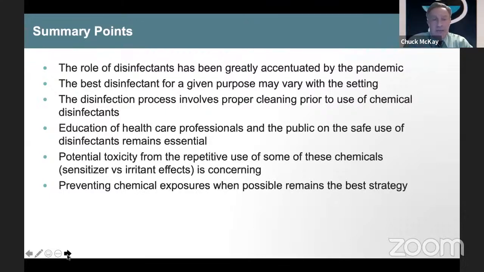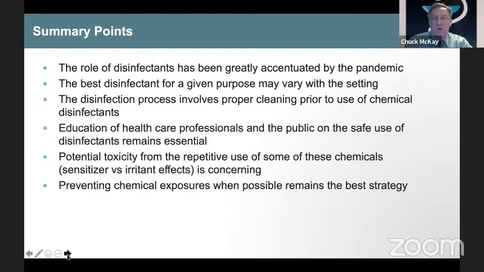Education and things like this, a lot of the resources that we've mentioned and those that will be up on the website, they're very important because this is going to be an ongoing issue even after the epidemic is over. Our real concern is potential toxicity from repetitive use of some of these chemicals.